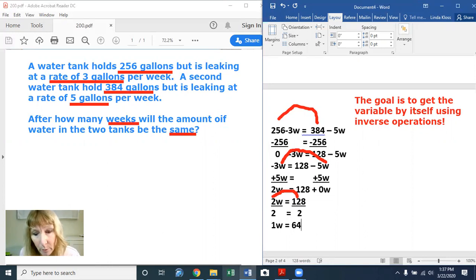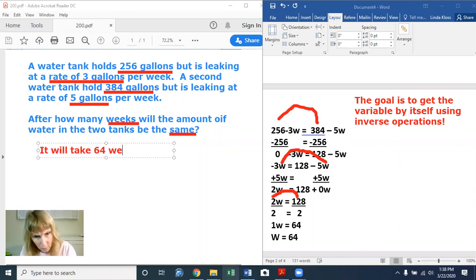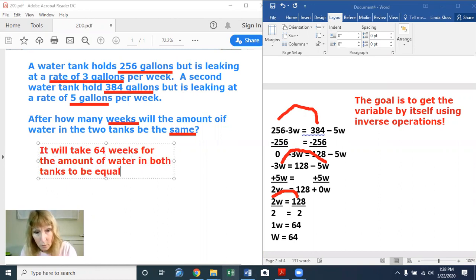Now 1 times any number is just going to be the number. So 1 times 7 is 7, 1 times 8 is 8, 1 times 1 million is 1 million. So 1 times W will just end up being W. So we're going to drop the 1. So W is equal to 64. So my answer to the initial question is it will take 64 weeks for the amount of water in both tanks to be equal or the same.